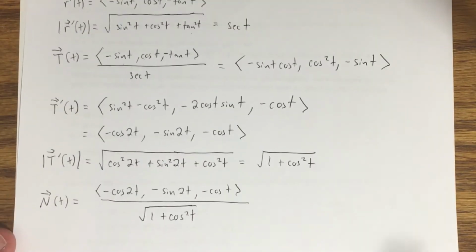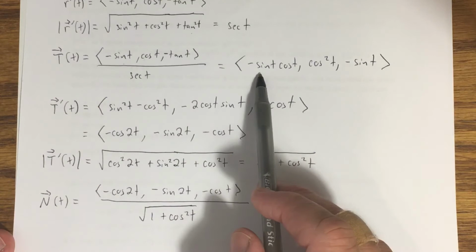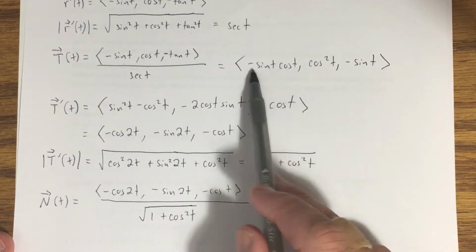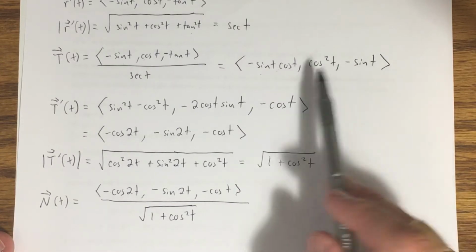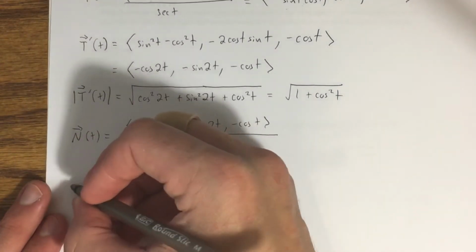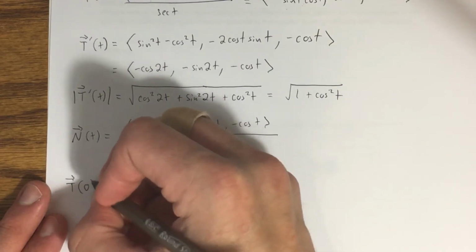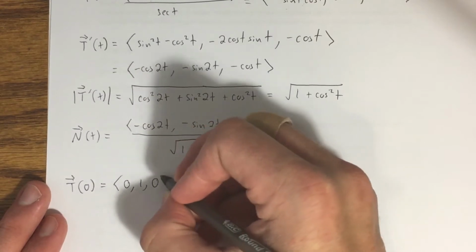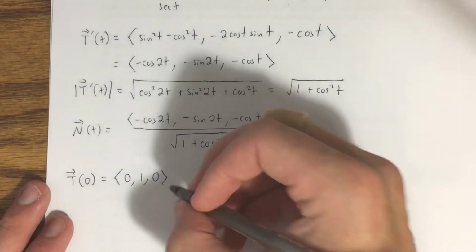So let's find T and N now at this specific point where t is equal to 0. Looking at T, we have negative sine, so we're plugging zeros in for the t's here. The sine here is going to make this go to 0. This will also go to 0. This will be 1 squared, which is just 1. So that means T of 0 equals 0, 1, 0.